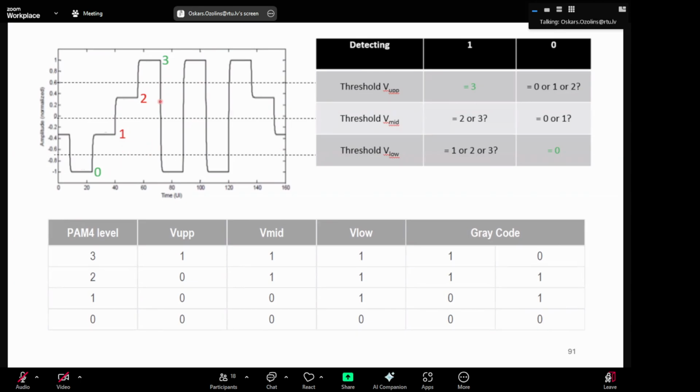So then you can decide whether it's here or below here. And then again, with the middle you can do it maybe in a first step, and then you decide, okay, if it's 0 or 1, then you decide here, and then you have a next threshold to decide whether it's here or here. So that's the way to do it.